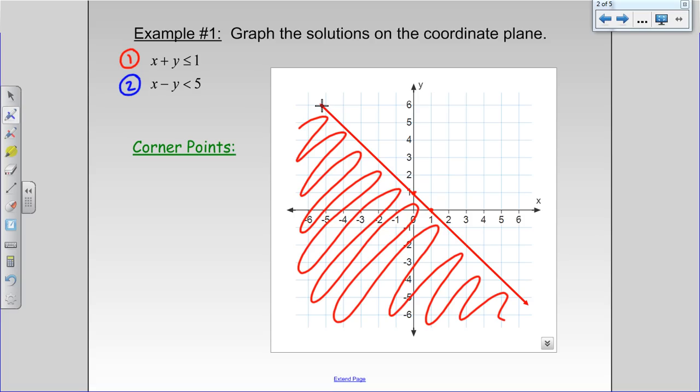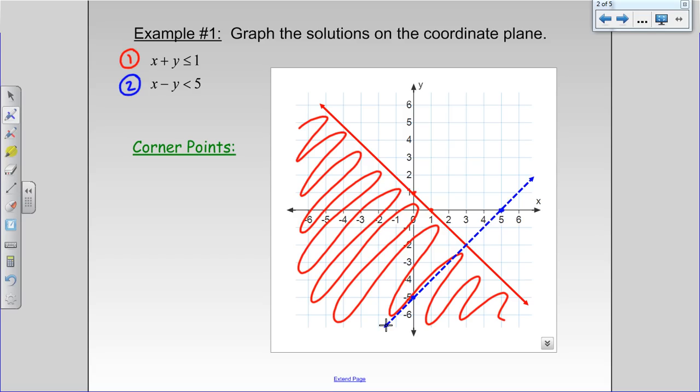Now turning our attention to the second inequality, the boundary line is x minus y equals 5. This line has an x-intercept of (5, 0) and a y-intercept of (0, -5). Since we have a less than sign, our boundary line will be graphed as a dotted blue line.